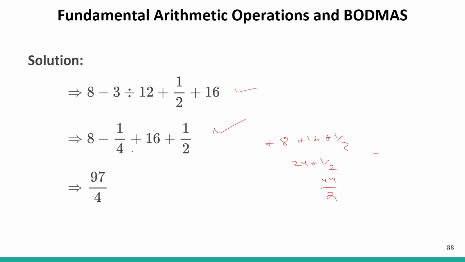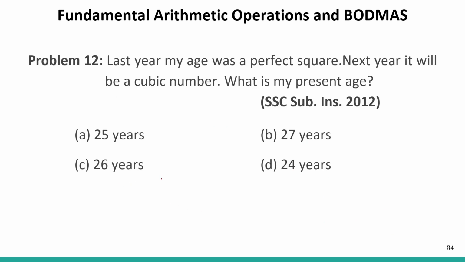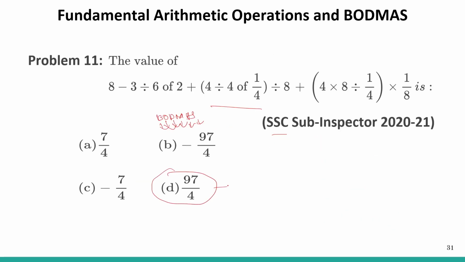Then we need to subtract 1 by 4, because we go for subtraction in the end. First addition, then subtraction. So this will be equal to 98 minus 1 over 4, which is 97 by 4. So 97 by 4 is the correct answer here. The other option is wrong as there is a negative symbol here.